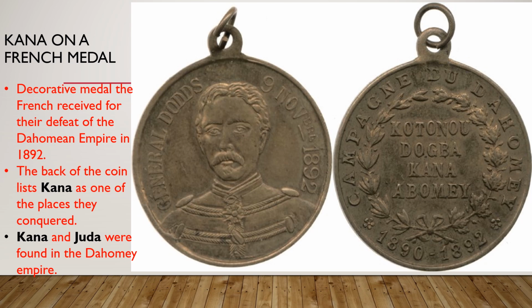The picture which you see here is a decorative medal which the French received for their defeat of the Dahomean Empire in 1892. The back of the medal lists Cana as one of the places they conquered. Actually, Cana was the last major battle before they took the capital of the Dahomey Empire, called Abome. So in Dahomey, you find Cana and you find Judah.